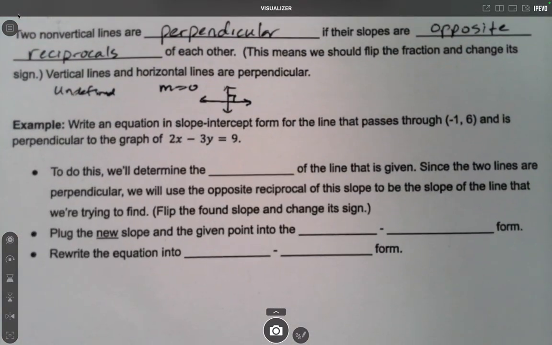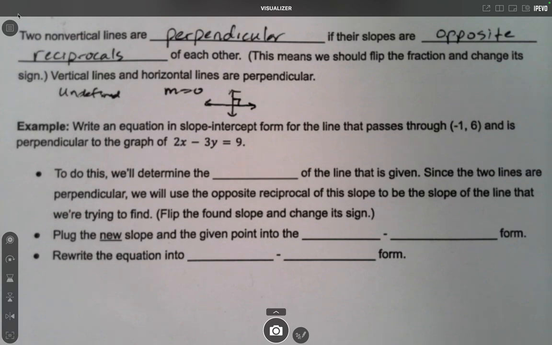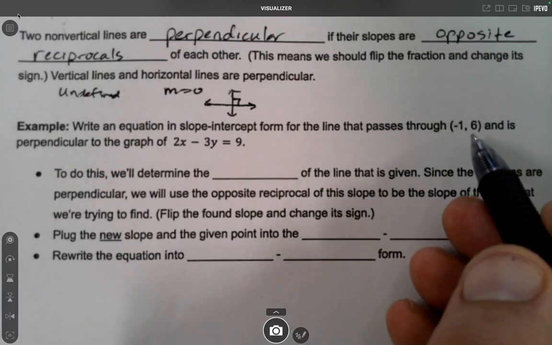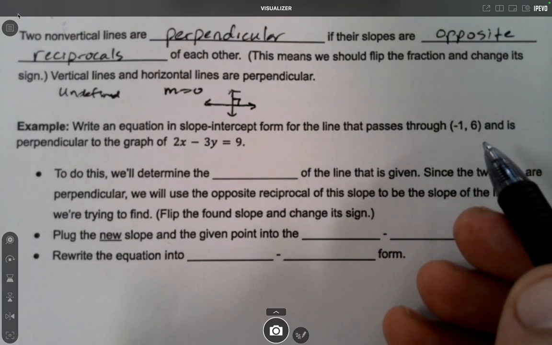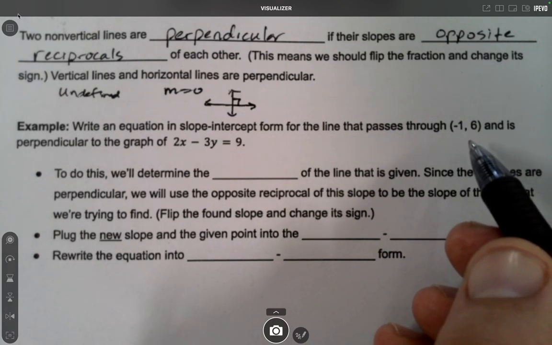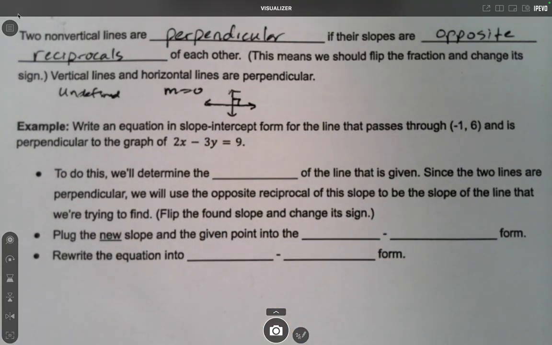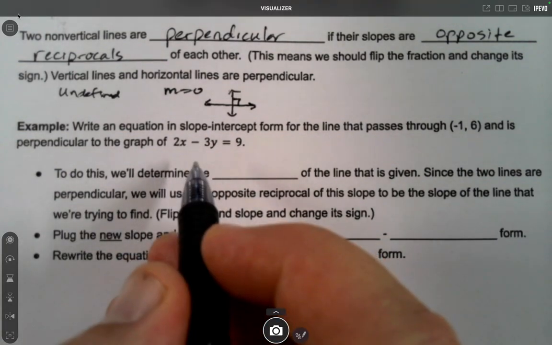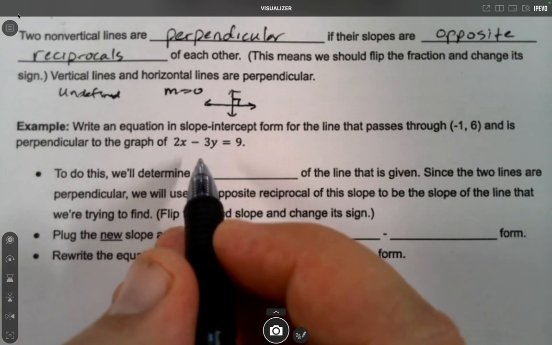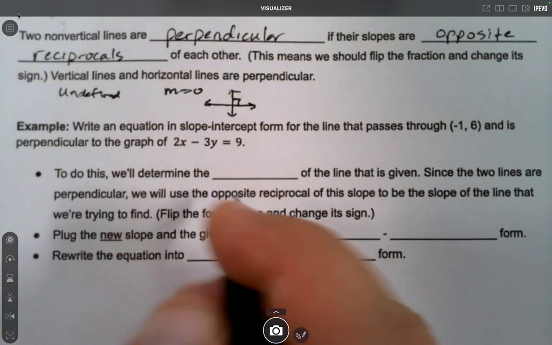So let's walk through this first one with the steps just like we did on the parallel part. So we want to write an equation in slope-intercept form for a line that passes through this point and is perpendicular to this graph. So just like last time, we will need to start by finding the slope of this line, but instead of using the same slope, we will then find the opposite reciprocal.